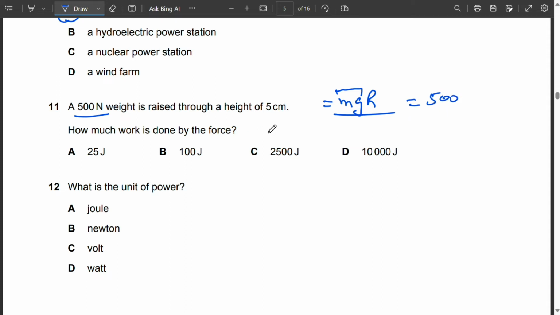Now see, 5 centimeter, you have to convert this 5 centimeter to meter. So this will be 500 into 5 by 100. Cancel these two zeros. This is 25 joules. The amount of work done will be the A part, 25 joules.